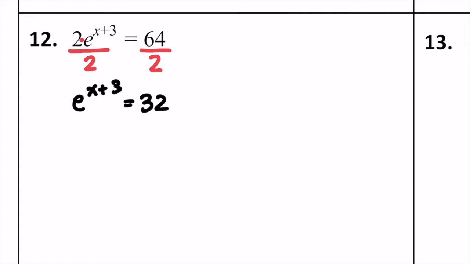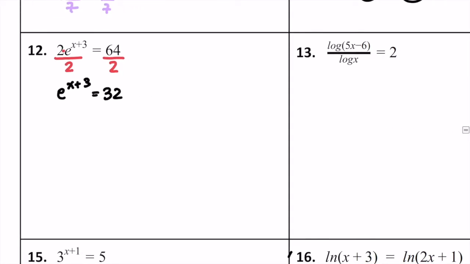On both sides here, I'm going to take the log of both sides to get to that variable in the exponent. I want to get the exponent out of the exponent. So I'm going to take the log of both sides. In this case, since my base is e, it's easiest for me to take log base e of both sides. So log base e of the left and log base e of the right. I take log base e of e to the x plus 3 power and log base e of 32.